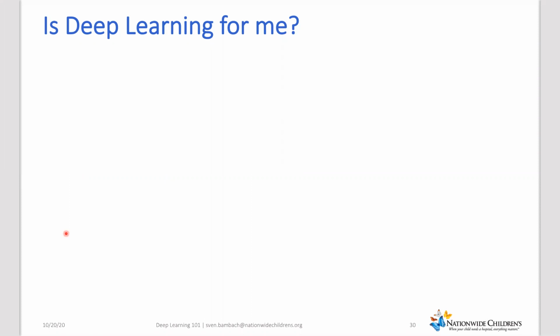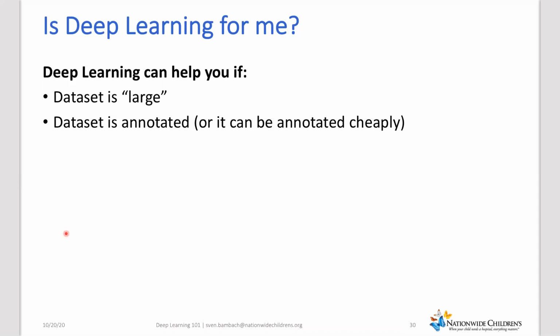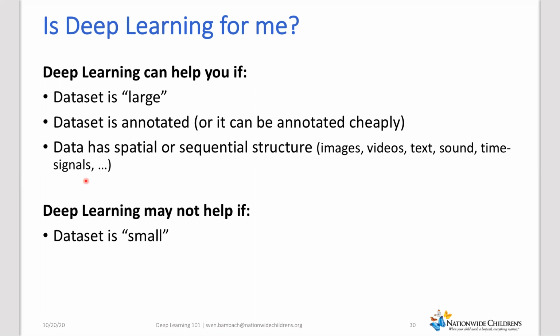A couple of rules of thumb that I wanted to close with: deep learning may help you if you have a data set that is large, whatever large might be. Ideally, that data set is already annotated, because you remember you need annotated data in order to train these models. And ideally, your data set has some sort of spatial or sequential structure. So if you have time signals, text, images, that's great. We can probably use deep learning. Deep learning may not be very helpful to you if your data set is small, whatever that means, if your data set is tabular, so you just have a bunch of variables, like the patient readmission example that I gave you, or when it's very costly to annotate your data.